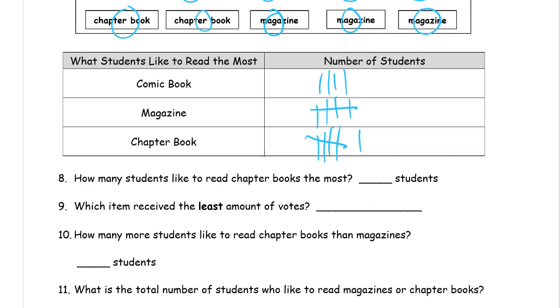I'm going to write down the number too. So now we have the tally marks. It's going to be easier to answer the questions if I have just the numbers to look at. Some of the questions might be easier to just count the tallies. But I'm looking at four here, five here, and five and one more, six for the chapter book. How many students like to read chapter books the most? Six students. Which item received the least amount of votes? Least means the smallest. So which one had the smallest number of votes? That would be the comic book.